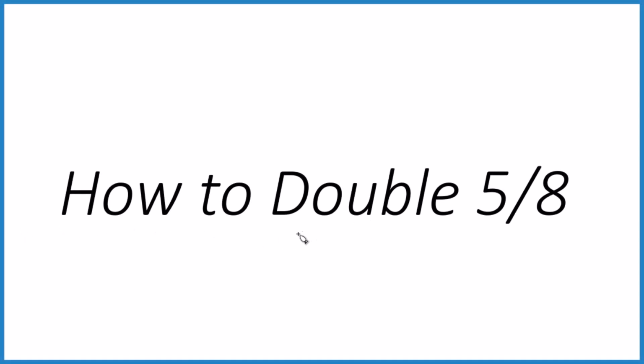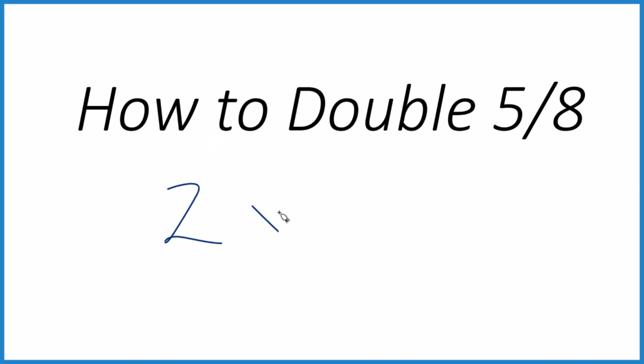If you need to double the fraction 5/8, here's how you do it. So I'll show you two ways. The first way is you could just multiply 2 times 5/8. And the thing is, to do this, think about this as 2 over 1. 2 divided by 1 is still 2, but see, everything lines up nice.